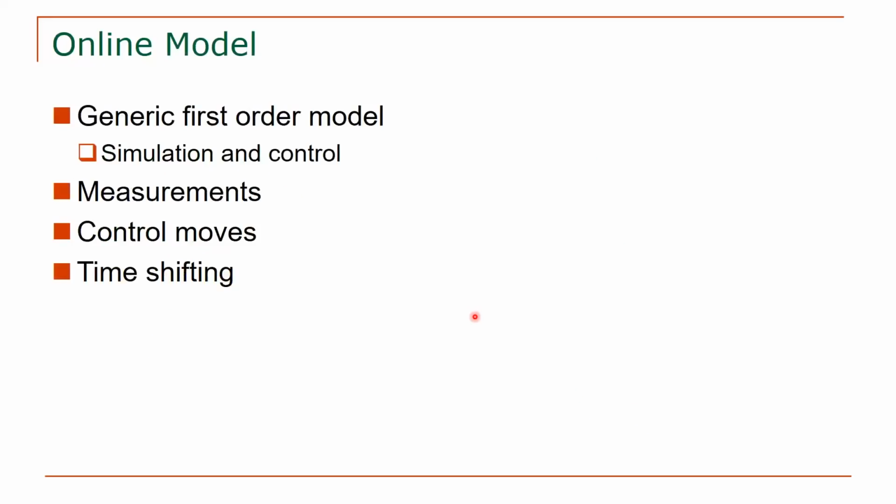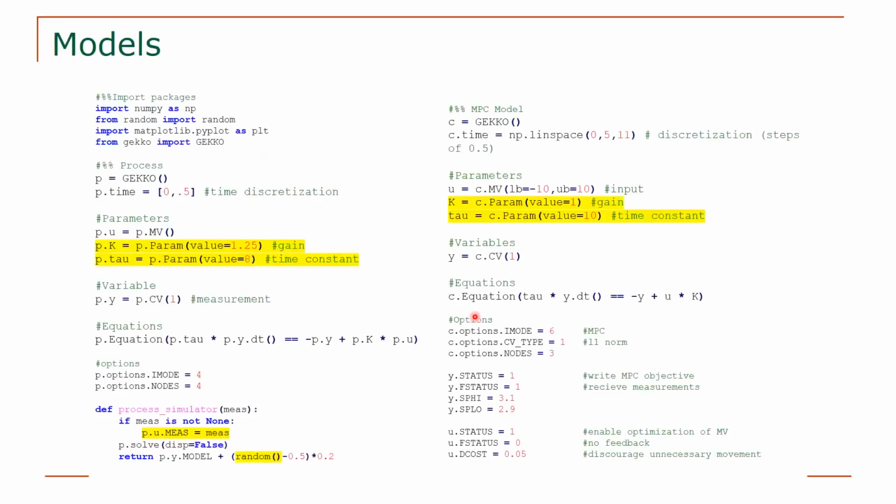Next, we'll look at putting a model online. We're just going to look at a generic first order model. We're going to set up two separate models. One that will be our simulation, can represent our actual plant, and another one for control. We'll show that we can do measurements, time shifting, control moves. They're all just built-in attributes of the objects.